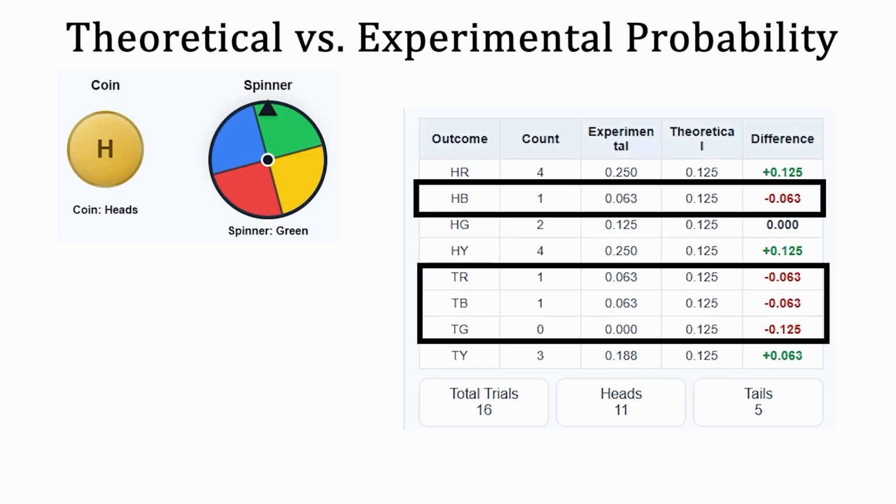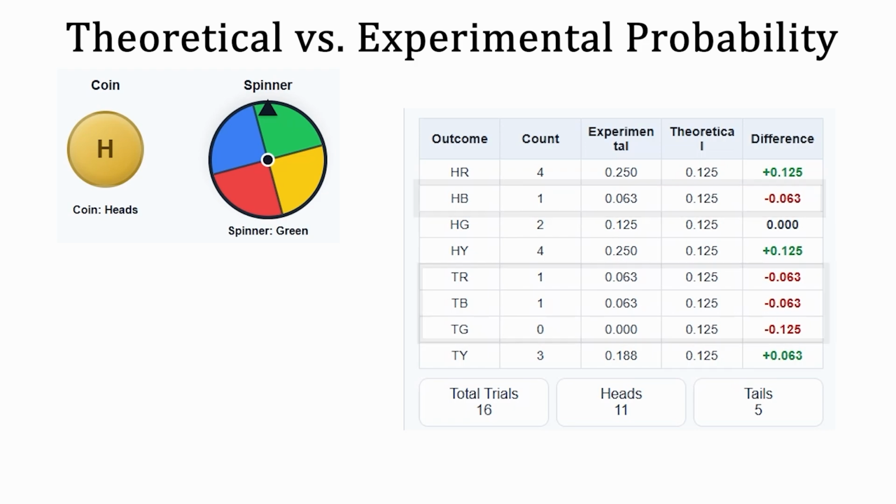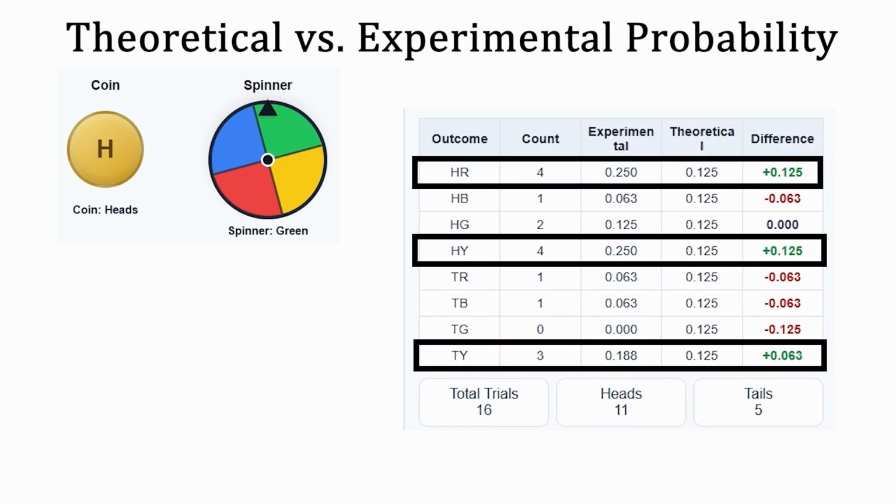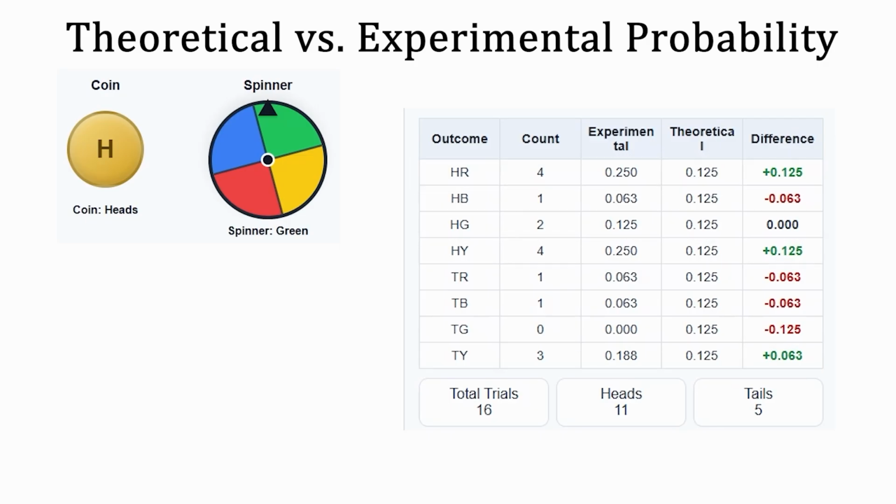Flipping heads and landing on blue, flipping tails landing on red, tails blue, and tails green all occurred less often than what we expected. Flipping heads and landing on red, flipping heads and landing on yellow, and flipping tails and landing on yellow all happened more often than what we expected it to. This variation is completely normal.